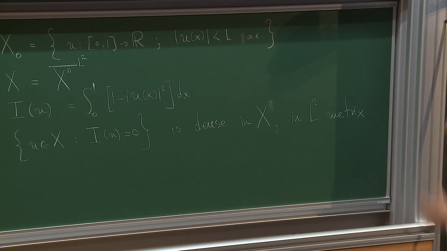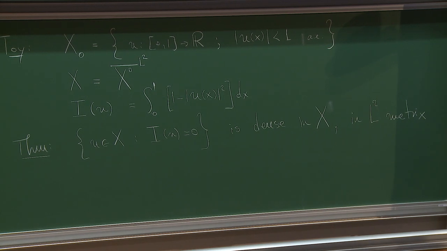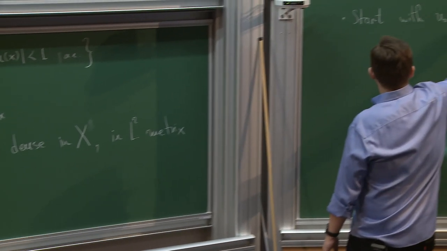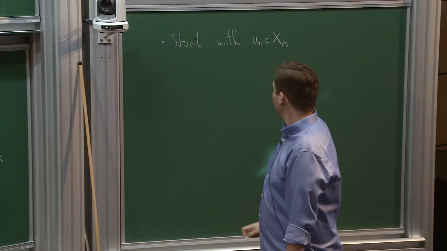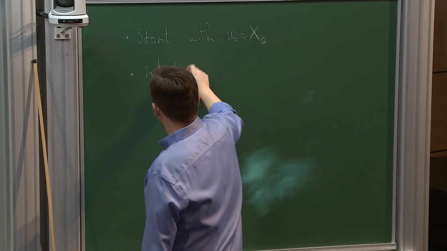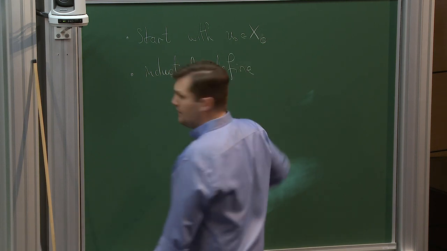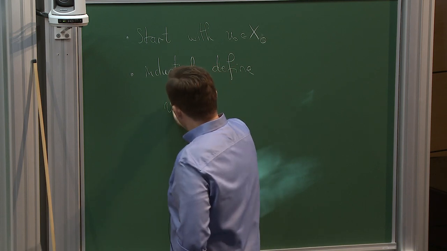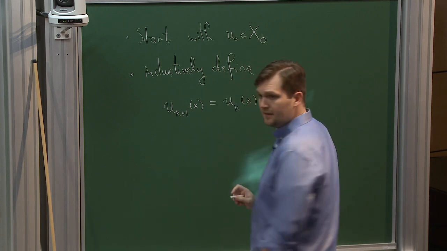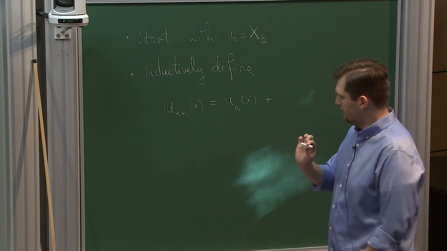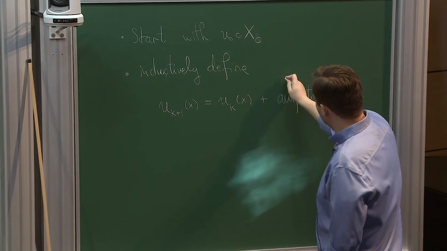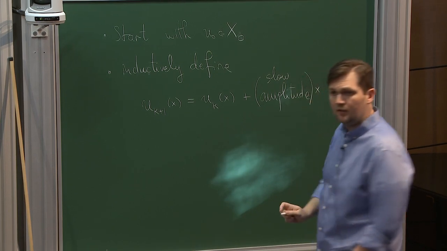And the proof. So what is this convex integration? It's really simple. It's an iteration scheme. So you start with some u naught, again one half sine, whatever. And then you inductively define a sequence of iterates: u_{k+1} of x is the old function plus, and let me first write it informally, an amplitude which is slow times a fast plane wave.